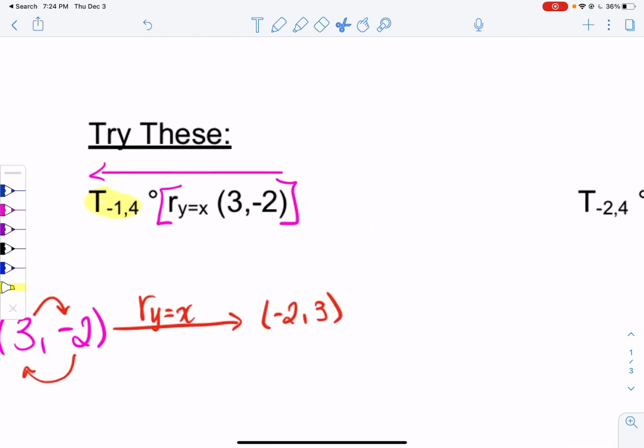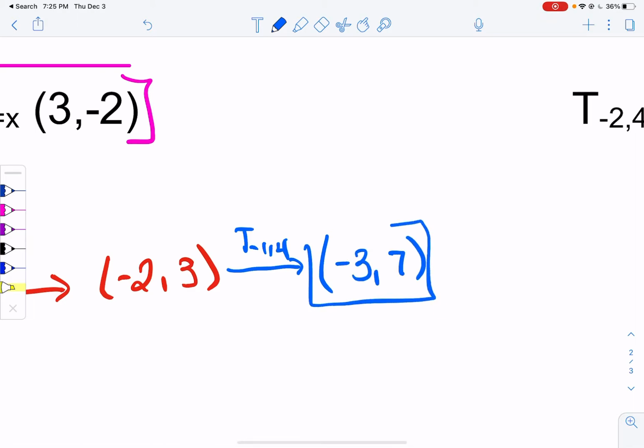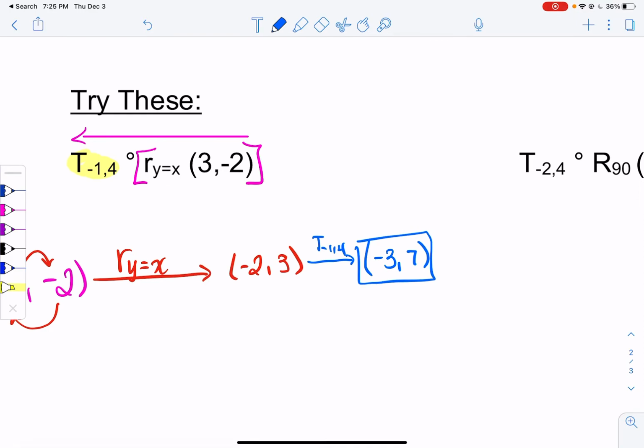Good. So I now want to do a translation of (-1, 4). And I have to ask myself what negative 2 minus 1 is. Well, negative 2 minus 1 is negative 3. And then 3 plus 4 is 7. (-3, 7) is your final answer. Do not box the (-2, 3). Only box the (-3, 7). You only have one final answer for this question.